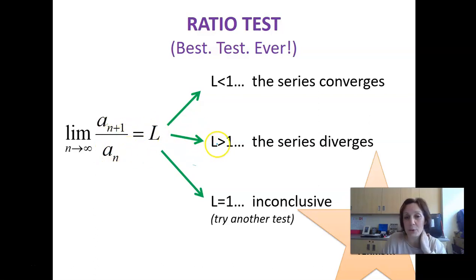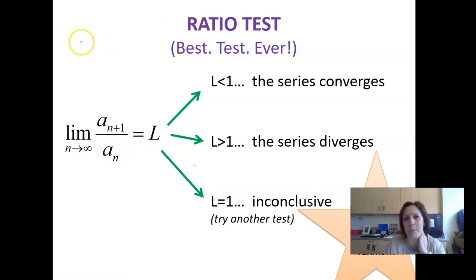If this limit comes out greater than 1, the series diverges. Think about what that means. If this ratio comes out greater than 1, that means the term on the top is bigger. That means your terms are getting bigger. That can't be converging. The only way the ratio test fails us is if it comes out to exactly 1. If it comes out to exactly 1, it's inconclusive. In other words, it's too close to call.